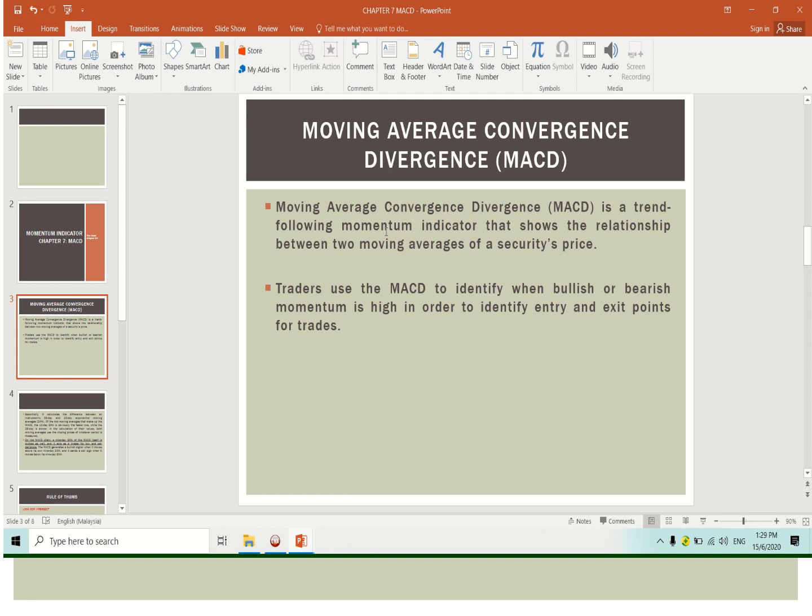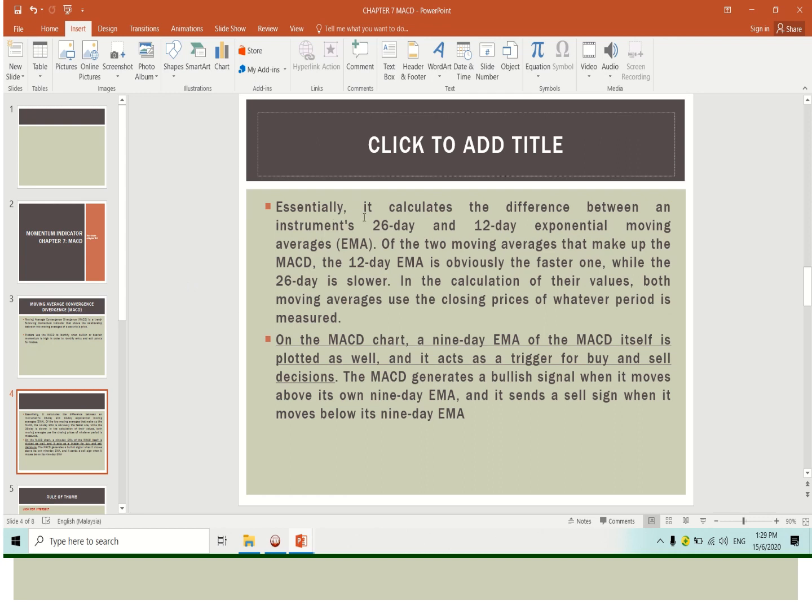It is a trend following momentum indicator that shows the relationship between two moving averages of a security's price. Essentially, it calculates the difference between an instrument's 26-day and 12-day EMA. The EMA is a continuation of what we learned in chapter 5 about moving averages. The MACD will use two lines to get the indicator whether to buy or to sell, or in other words, whether we want to enter or exit the market.